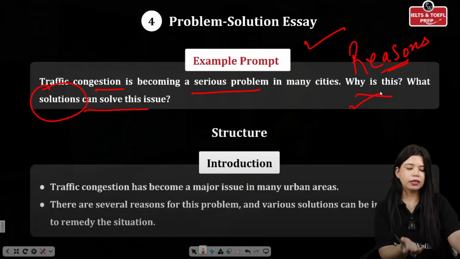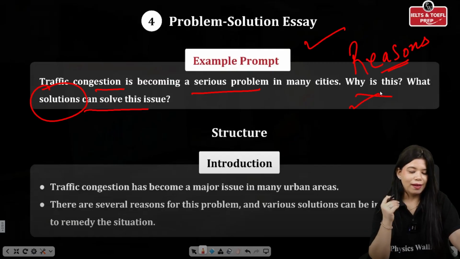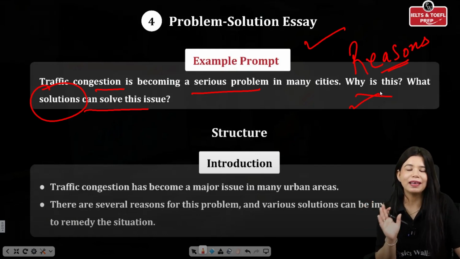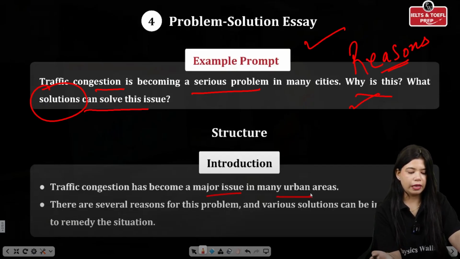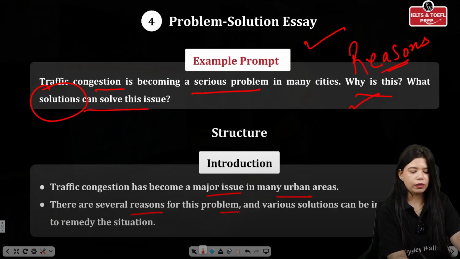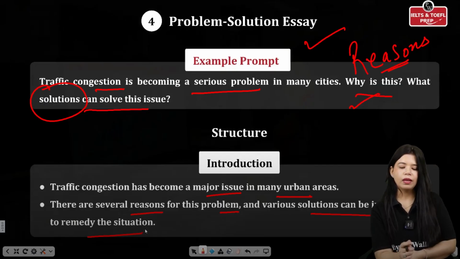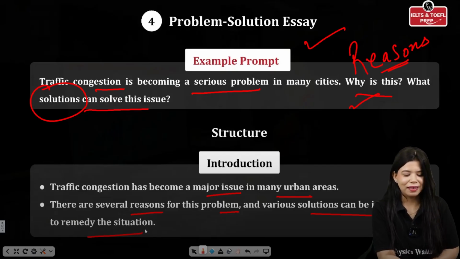So the introduction can look something like this. No bullet points, please. I'm just giving you a skeleton, okay, this is the skeleton your introduction may look like, but yes, do not follow bullet points here. Traffic congestion has become a major issue in many urban areas. There are several reasons for this problem and various solutions can be implemented to remedy the situation. To remedy the situation is a very nice collocation that you can use for a problem solution essay.